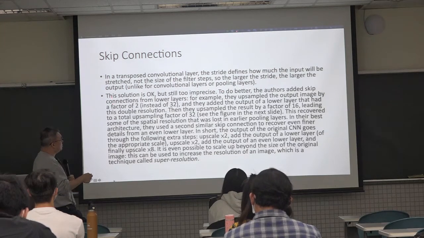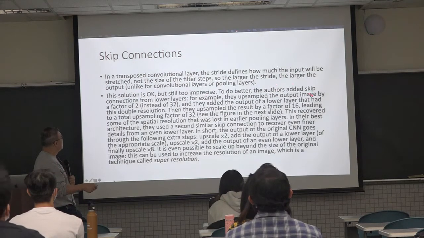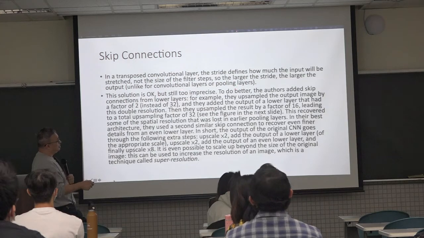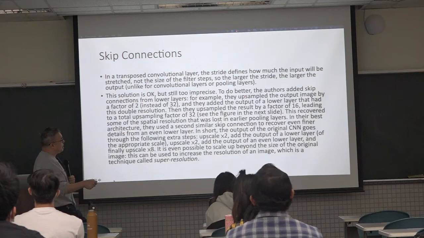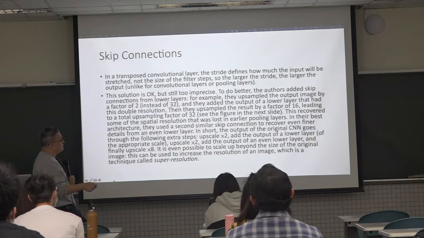So this solution is okay, but still too imprecise. To do better, we need to add skip connections from the lower layers. It's actually something like this. They upsample the output image by a factor of 2, and they add the output of the lower layer that had this double resolution.